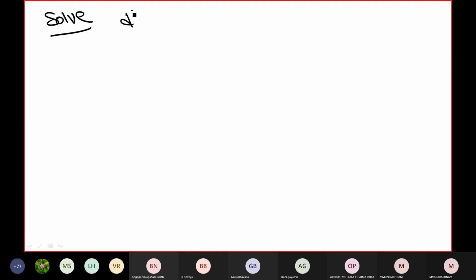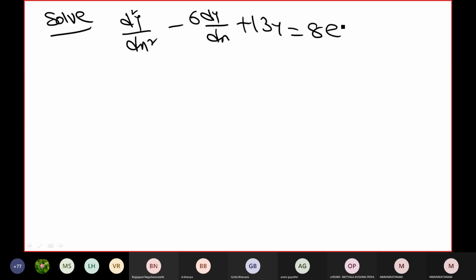Solve d square y by dx square minus 6 dy by dx plus 13y equal to 8 into e power 2x into sine 2x. Find the CF. Find the CF, please. We'll come back in 10 minutes. Find the CF.